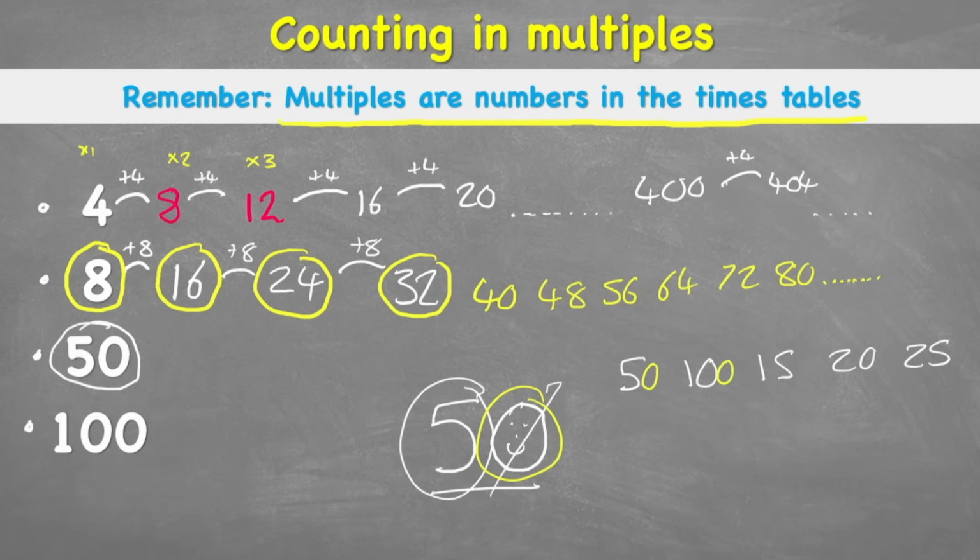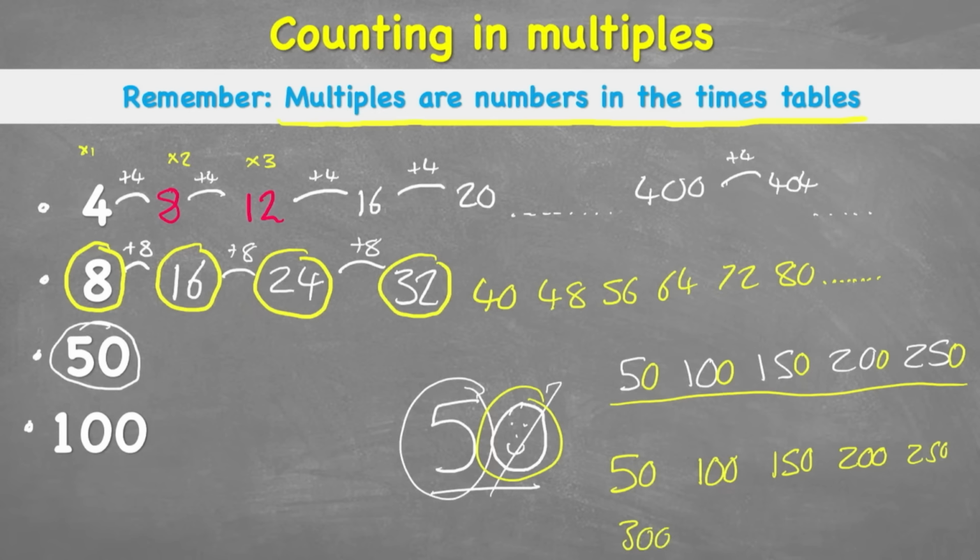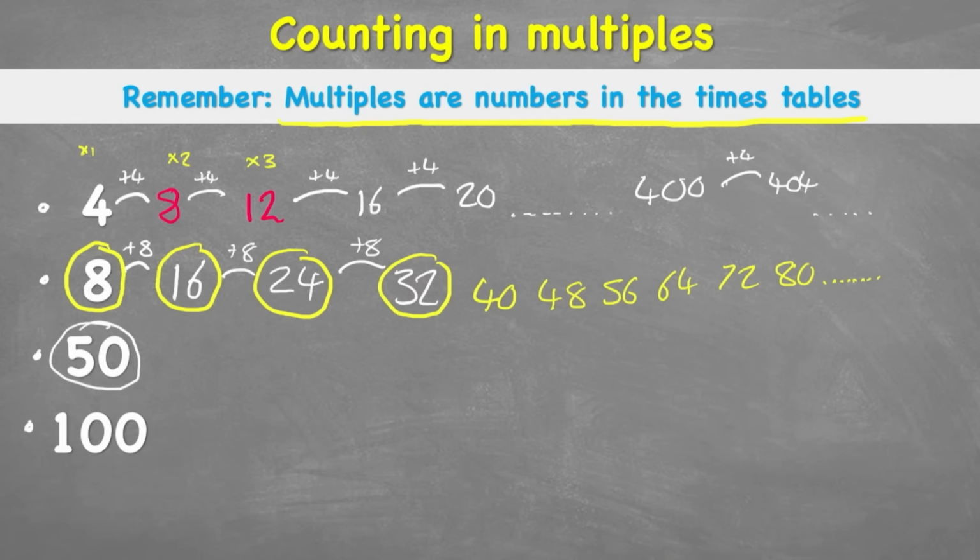So it'll be 50, 100, 150, 200, 250. That could be one way you could solve this, or we could just think 50, 100, 150, 200, 250, 300. It's pretty easy to add up because we're just working with 50s. So therefore the first 5 multiples of 50 would be 50, 100, 150, 200 and 250. But don't forget, these could go on forever.